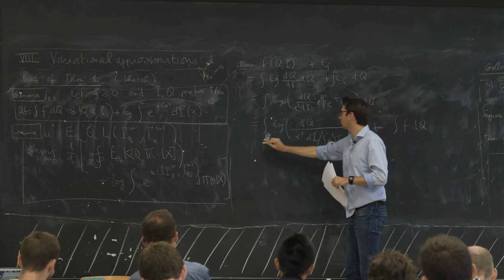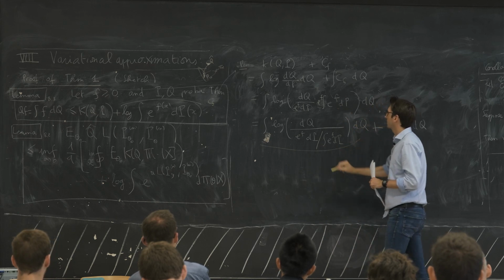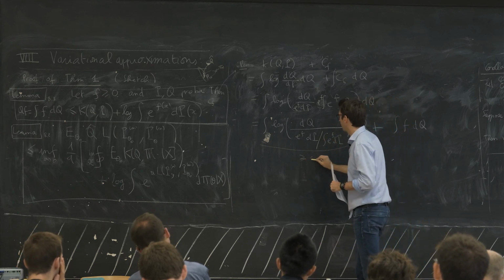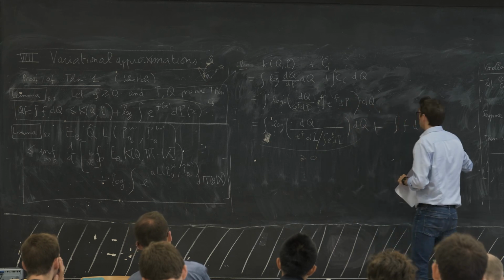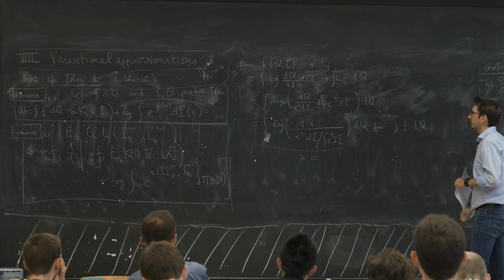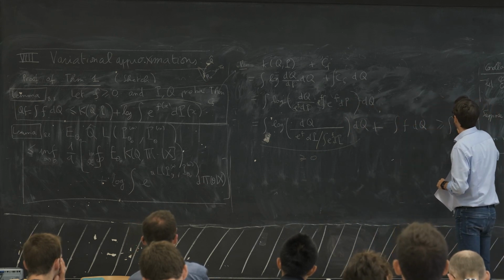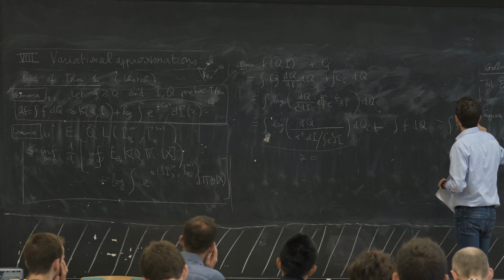And since this is a Kullback, it's positive. So what I get is that this is larger than the integral of f dq, which is what we wanted. Okay?